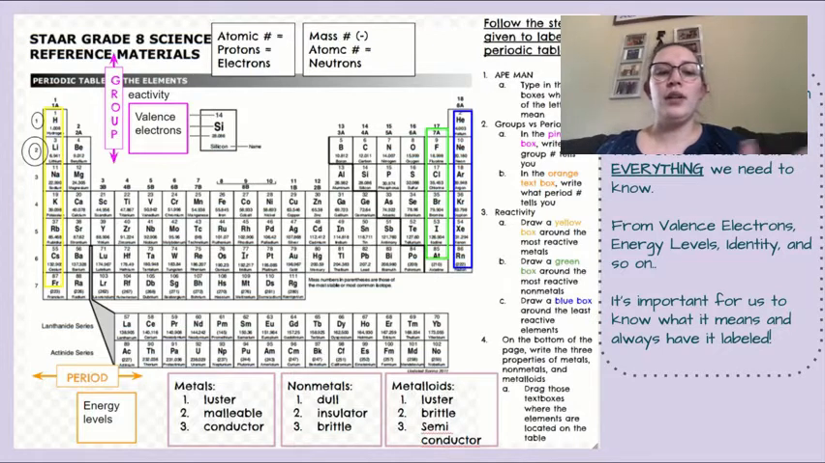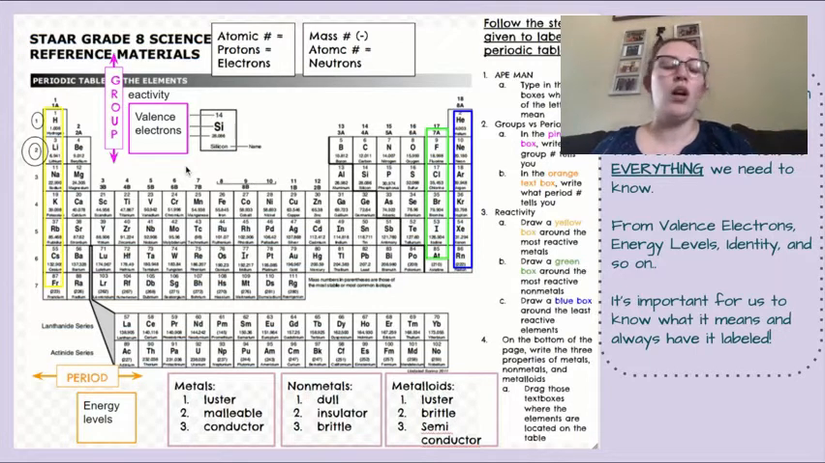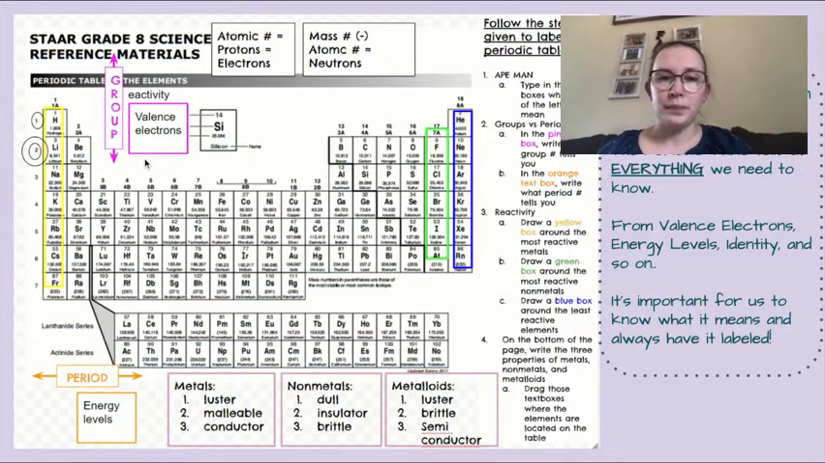Our period, remember our period number, the ones that go this way, our rows, tell us our energy level. So period 1 has 1 energy level, period 2 has 2, and so on, okay? Elements in the same period have the same energy level. So if you see potassium, calcium, titanium, they're all going to have 4 energy levels, okay? So this is our periodic table.